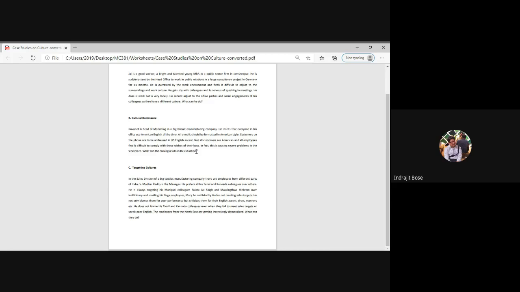The second one is cultural dominance, where the boss is trying to impose American style culture and US English on his colleagues in the department. And the third one is where we have a manager who prefers Tamil and Kannada colleagues over others and especially targets the Manipuri colleagues and the Naga employees for not meeting sales targets, inefficiency, and for poor English. Okay. Now, what is to be done in each one of these situations?